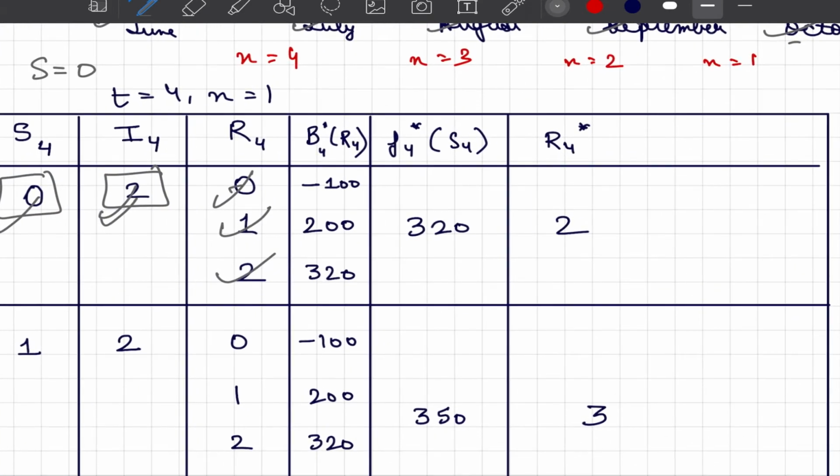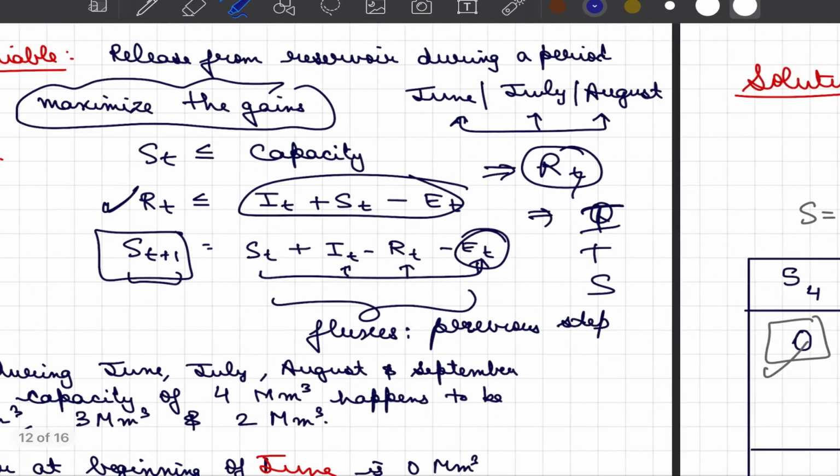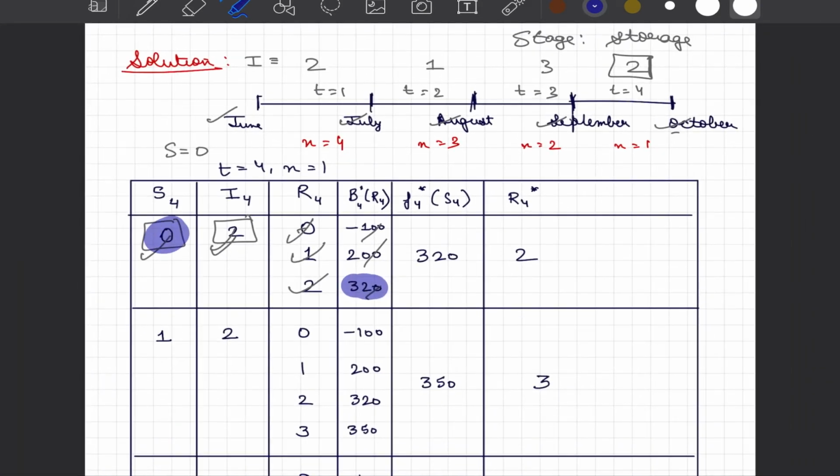So if we release 0 units, the benefits are minus 100, 200, 320, and it is clear in this case that we should go for the release of 2 units in case our S is 0. Our S is 0, but because those 2 units of precipitation happening in the month of September allowed us to release 2 units of water. And this is again the continuity equation that we are not violating, because our release is less than or equal to S4 plus I4, and the benefit that we are going to get is 250.